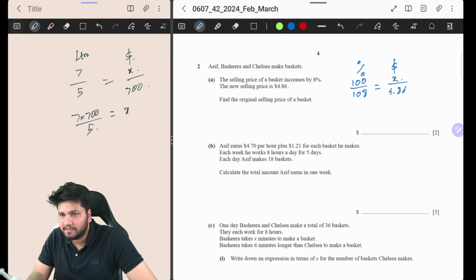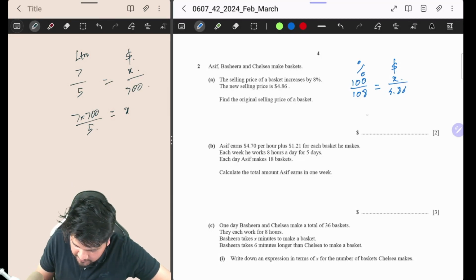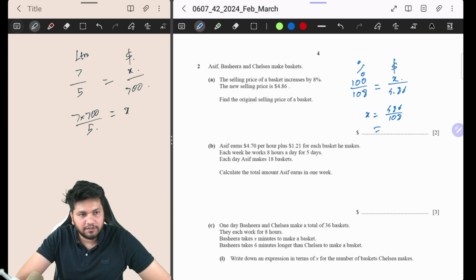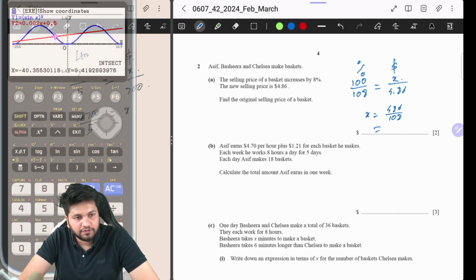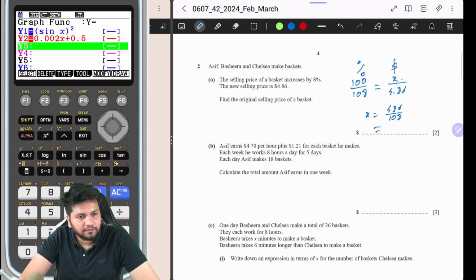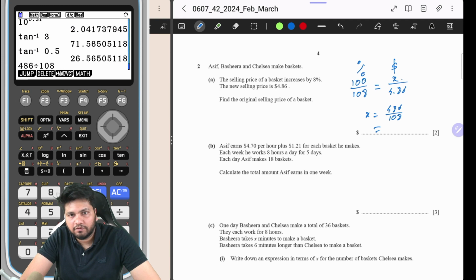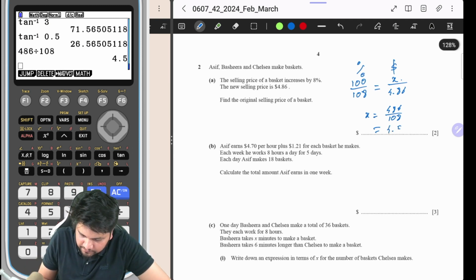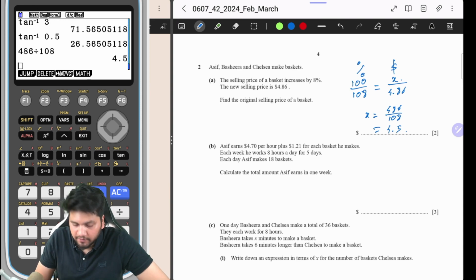So here also we did the same thing. So the answer would be what? x is going to be 4.86. I'll shift there. So it's going to be 486 by 108, which is equal to, for that again we'll have to use GDC for it. One second. Once you put that value 486 by 108, you get the answer as 4.5. That was the original price.